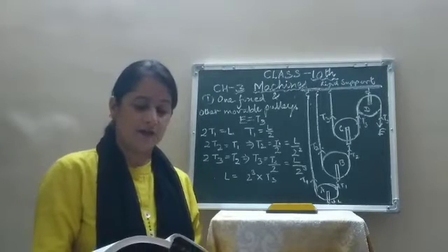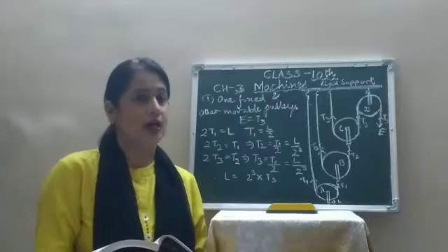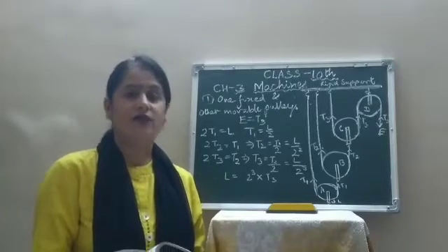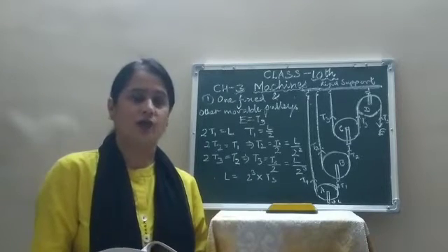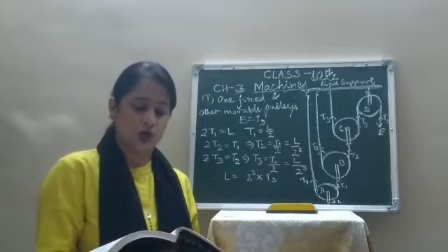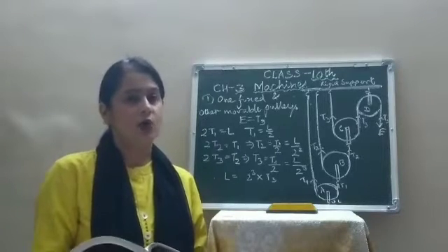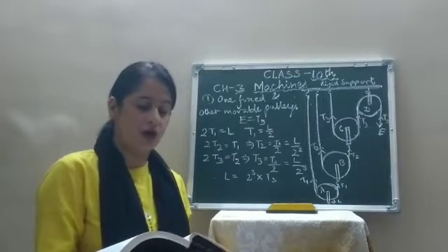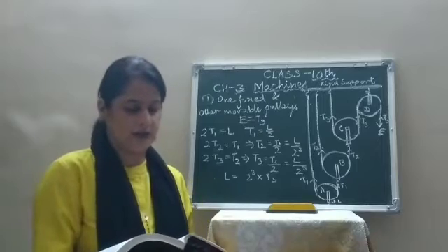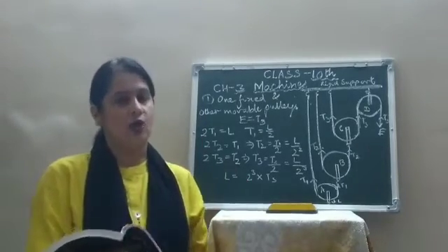But sometimes a heavy load has to be lifted from one place to the other. In that case, we cannot use a single movable pulley, which has mechanical advantage only equal to 2. So we require a pulley whose MA is more than 2. There we use a combination of several pulleys. So we will do such combinations in this chapter.